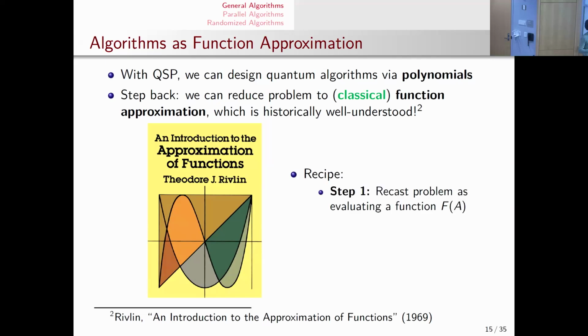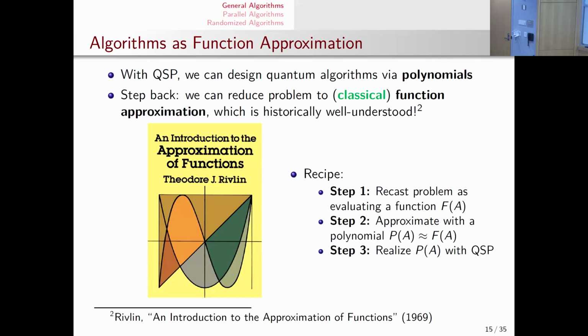And the specific recipe is to first take whatever problem you're considering and recast it as a function evaluation problem. So something like Hamiltonian simulation, or something you want to do with a quantum computer, recast it as evaluating a function f of A. I'll provide examples for how this works on the next couple slides, but just bear with me for a second. Then the next step is to call on our knowledge of classical polynomial approximation and approximate this function as a polynomial. That we know how to do classically, we have these good approximations, and we can solve that analytically. And then as our last step, we can realize this polynomial with quantum signal processing, and then implement that on a quantum computer and effectively solve our problem. That provides a very direct prescription for developing quantum algorithms.